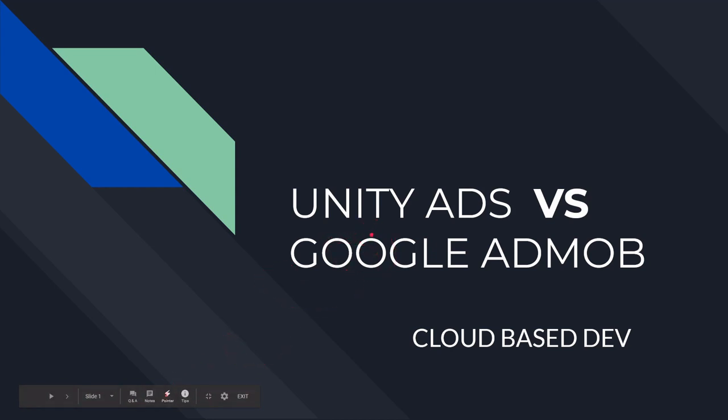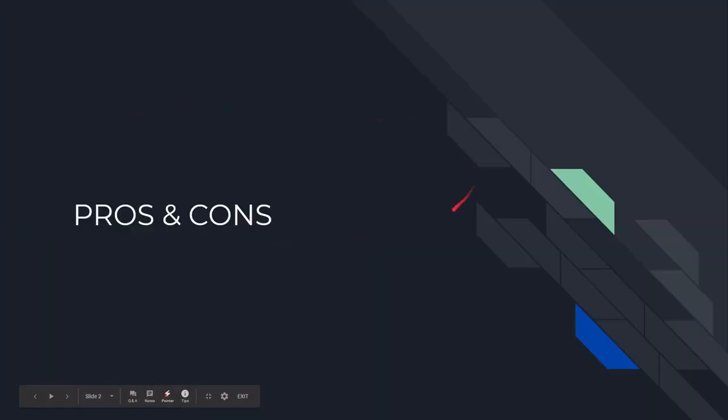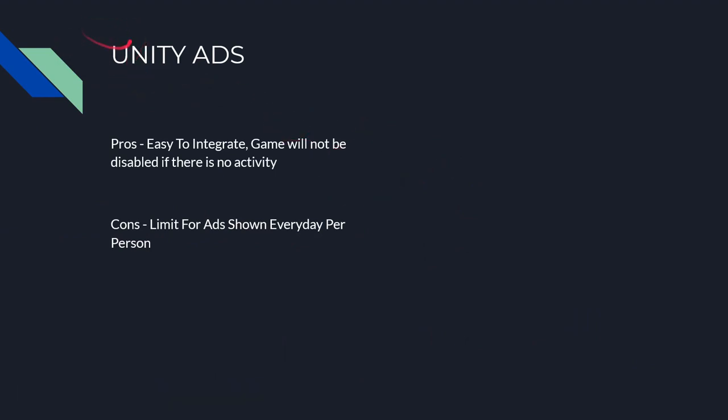So I'm going to head on to the pros and cons, and I'm going to go to Unity. The pros of Unity are that Unity is actually very simple to integrate or implement. It's very easy because all I have to do is import a specific package, then just simply use the Unity Ads reference, and then just add a couple of functions and it should work fine.